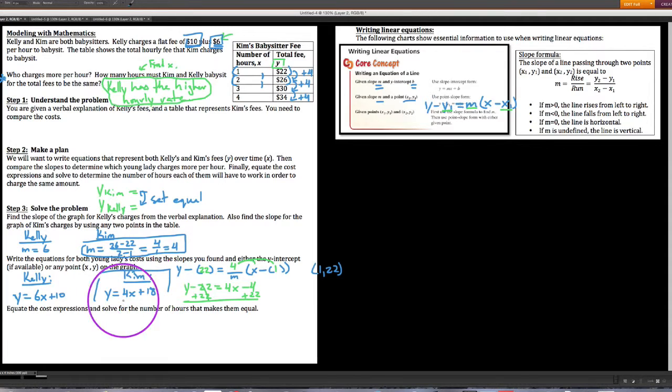So we have Kim's equation now, and we have Kelly's equation. Okay, so in terms of which one charges more per hour, again, I notice here that the slope for Kelly is a little bit higher than the slope for Kim. Okay, it's 1.5 times the size, $2 more per hour.